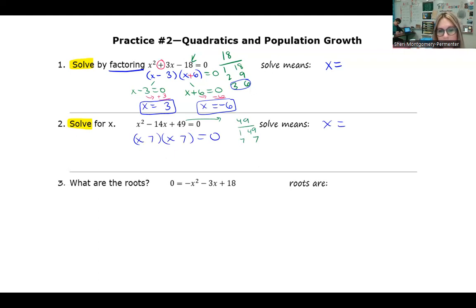When I look at the middle term, it's negative. So that means the bigger number has to be negative. Well, they're the same, so they both have to be negative. If I set that equal to 0, what does X equal? Just +7. Remember, it's just opposite. And I only have to write it once because it's the same.